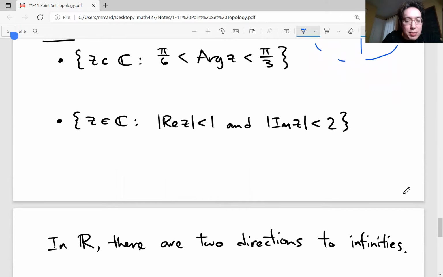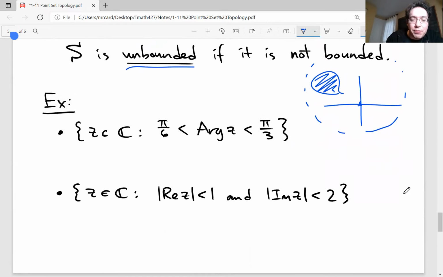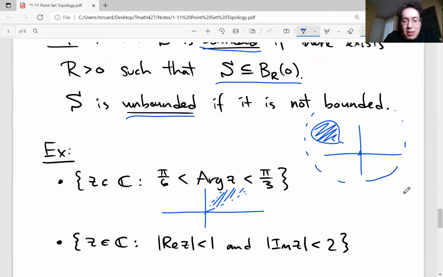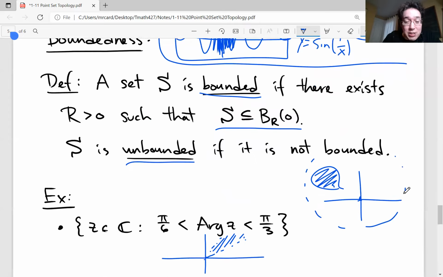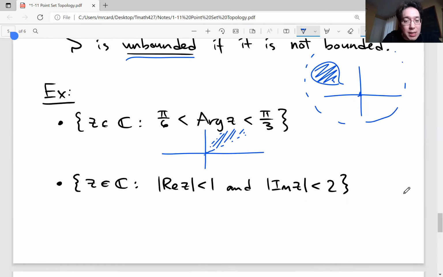Let's look at some examples. The first one is any complex number where the argument is between pi over 6 radians and pi over 3 radians. So anything between 30 and 60 degrees. So it's like a slice of an angle that goes off to infinity. This thing is not bounded because you could go very far. It is connected.